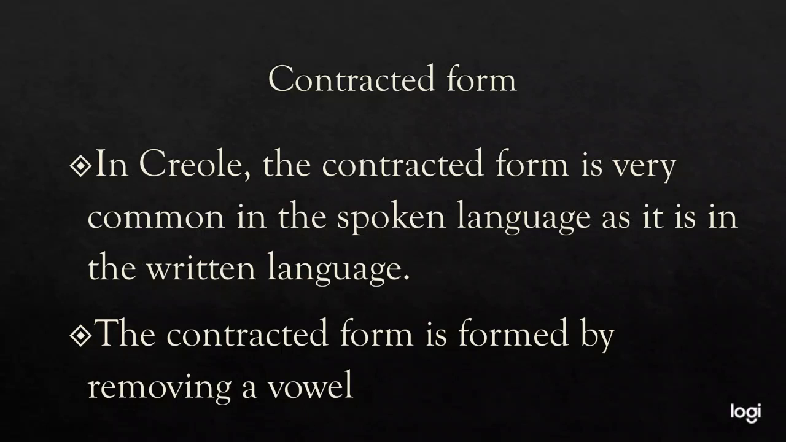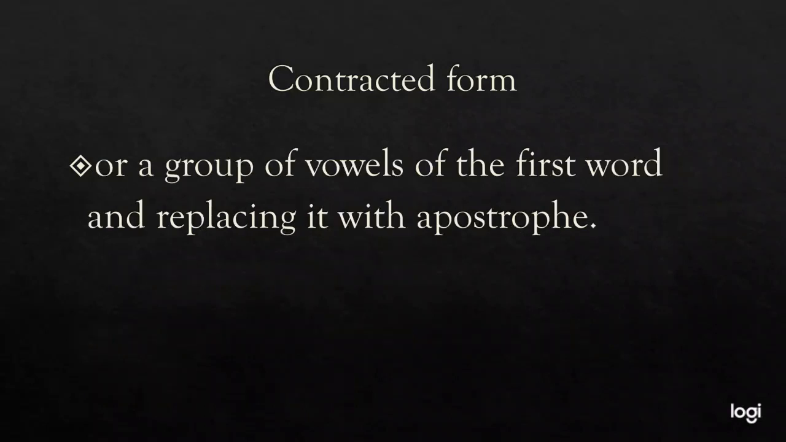We have a contracted form in Creole, and it's very useful. You're going to use it a lot. So how do you form the contracted form? By removing a vowel, or a group of vowels, of the first word.